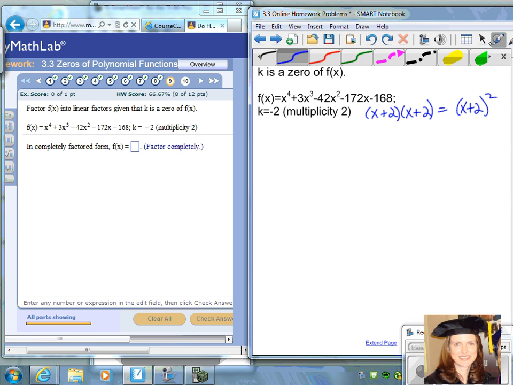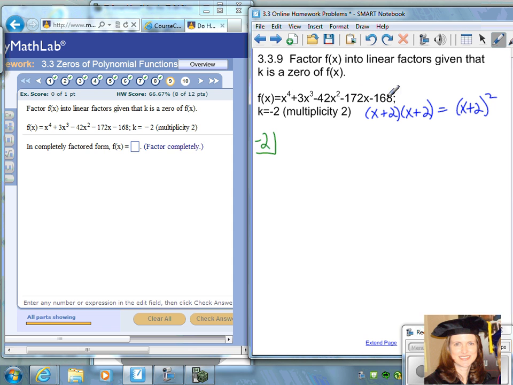So when we set up this problem with synthetic division, we're going to put a negative 2 in the box and list the coefficients of the polynomial function: 1, 3, negative 42, negative 172, and negative 168. The first coefficient, bring down 1. 1 times negative 2 is negative 2, 3 and negative 2 is positive 1. 1 times negative 2 is negative 2. Negative 42 minus 2 is negative 44. Negative 44 times negative 2 is positive 88.